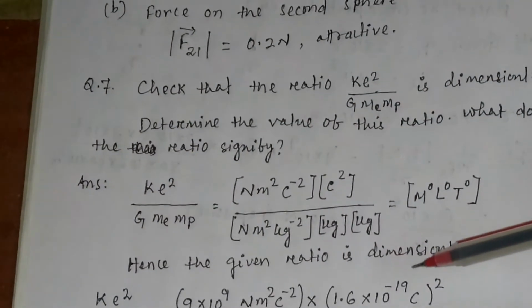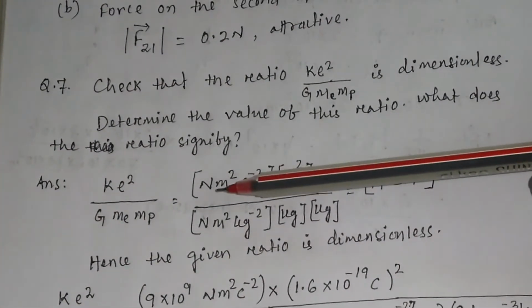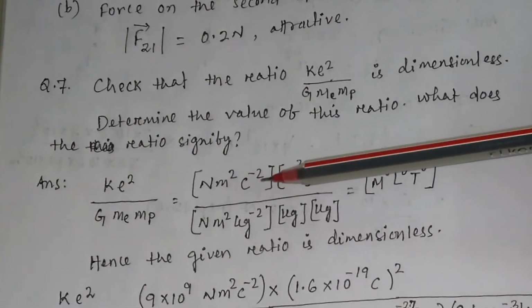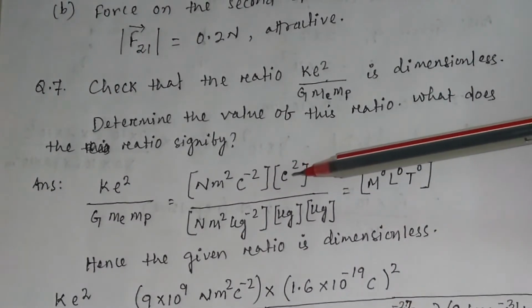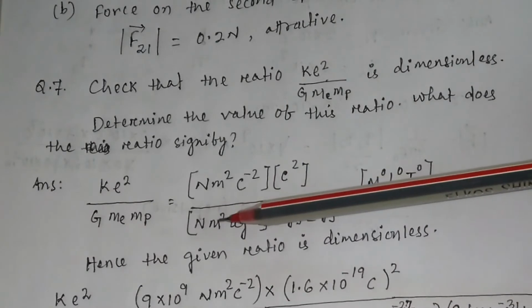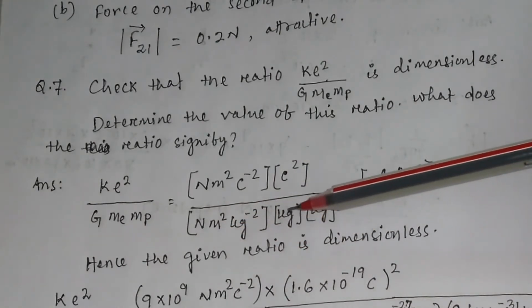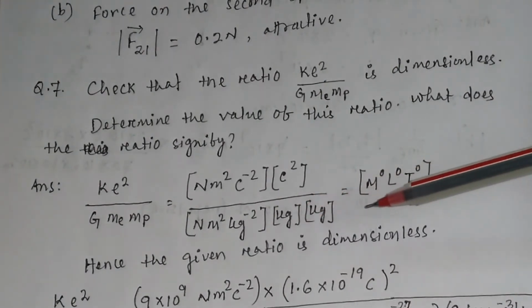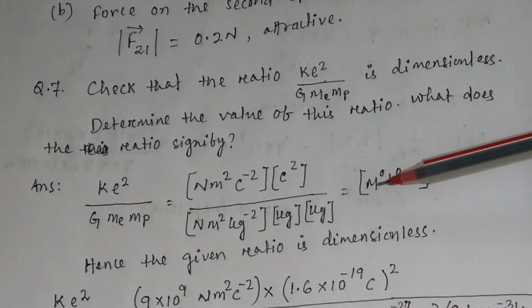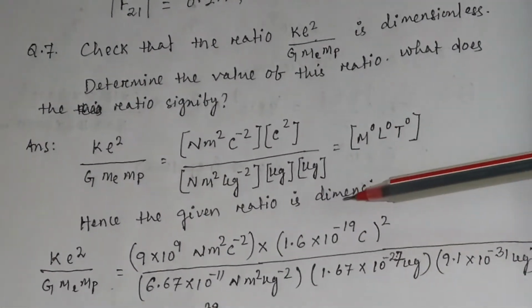If you write the unit of k, it is Newton meter square Coulomb to the minus 2. Then the unit of e is Coulomb, so e square is Coulomb square. And this is the unit of G. Then you have the unit of mass of electron and mass of proton. Then this will be dimensionless, M0 L0 T0. Hence the given ratio is dimensionless.